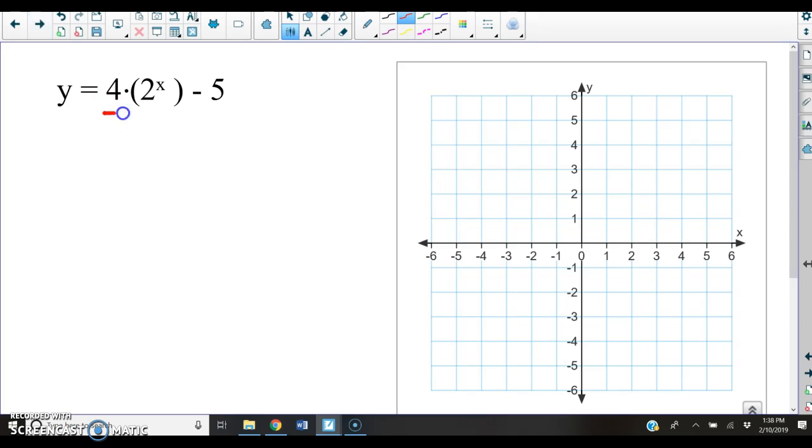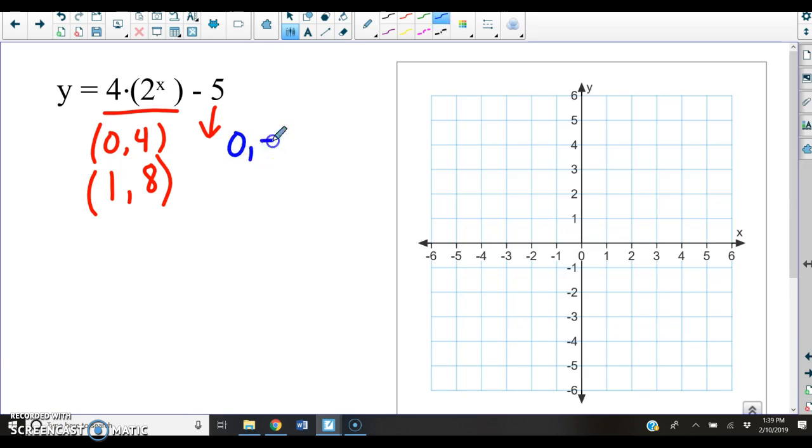Okay, so now we know what this does. It should start at 0, 4, and then when you put in 1, you're going to have 1, 8. But what does this -5 do? So now it's going to be 0, -1, and 1, 3. What did that -5 do? I think you already know. You've seen enough of this. That drops things, doesn't it?